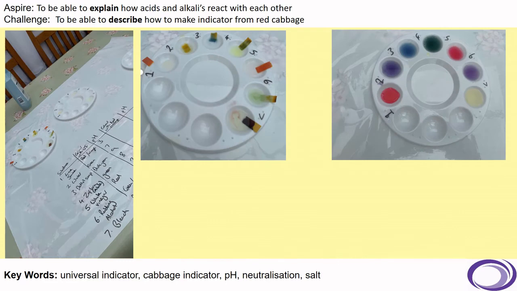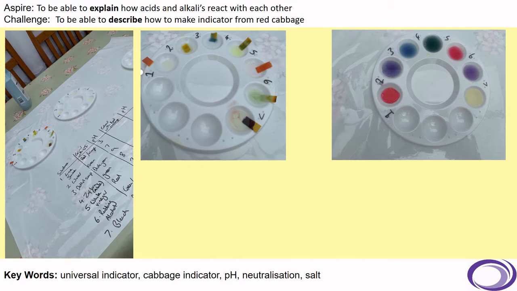Now here on the first image you can see the setup for the day. So I had my little protective screen on my table, and then I've got my first photo which shows what I showed you last lesson, which was the universal indicator paper in each of the substances, and the photo on the right is the colour changes when I added red cabbage.